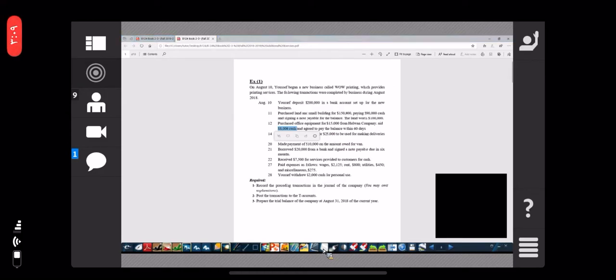So in this transaction, how many accounts do we have? VC. 3. Equipment, cash, account payable. VC, how many accounts do we have? We have 3 accounts. 1 will be a debit and 2 will be credit.